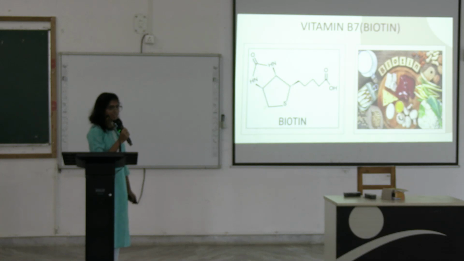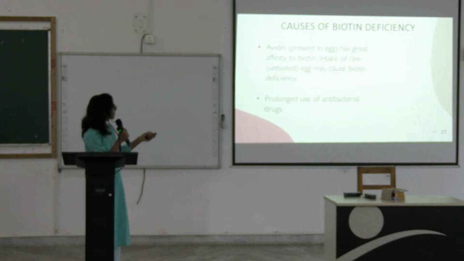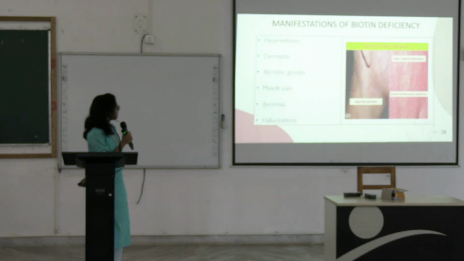Vitamin B7 or biotin is also known as anti-egg white injury factor. Its main function is as a coenzyme in many carboxylation reactions. Causes of biotin deficiency: avidin, a protein present in egg white, has great affinity to biotin. Intake of raw egg causes biotin deficiency. Along with that, prolonged use of antibacterial drugs also causes biotin deficiency. Manifestations of biotin deficiency are very uncommon as biotin is produced by intestinal flora.